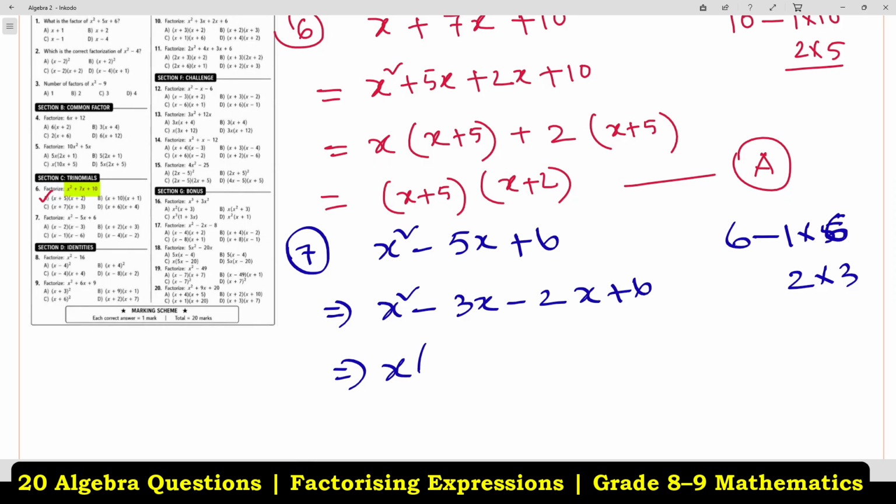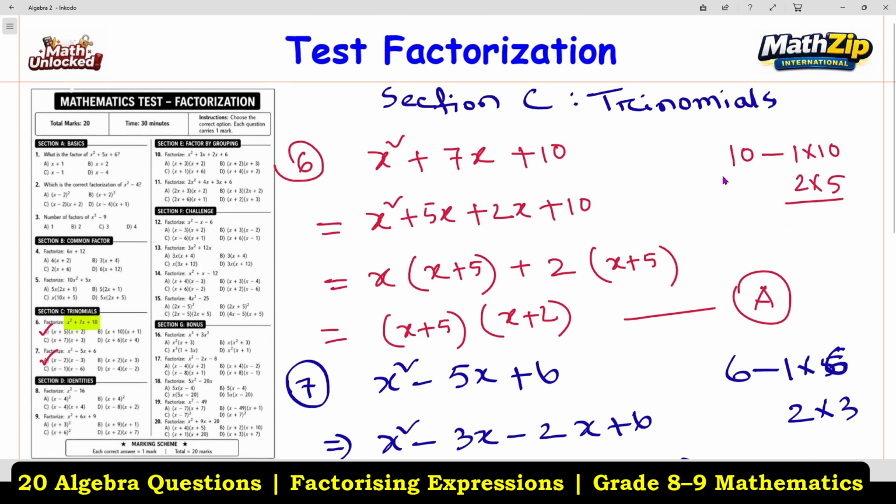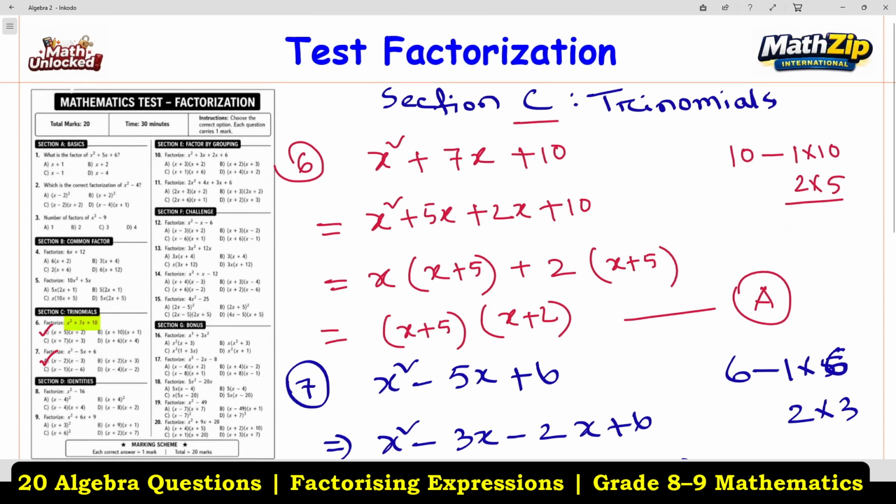We can take common x, so here is x − 3. We can take common 2, here is also x − 3. And finally, we get (x − 3)(x − 2). So which one is the similar option? Question 7, option A, x − 2 and x − 3. So our right answer is A. Okay, so Section C, trinomials, done.